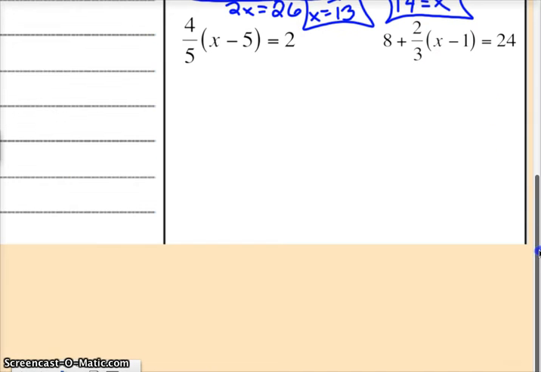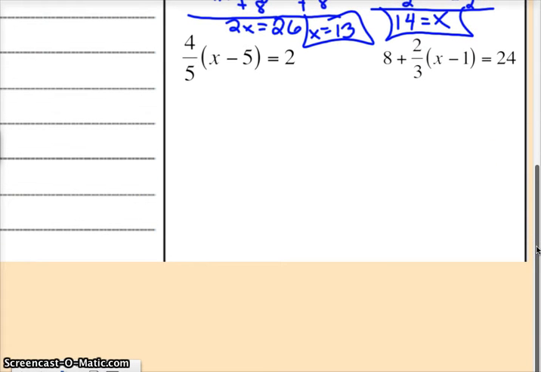All right, moving forward. 4/5 times x minus 5 equals 2. It looks ugly. What makes it look ugly is the fraction. So I need to try to get rid of it. I want to try to make it look semi-decent. So what do I need to multiply through by? 5. Do I multiply inside the parentheses by 5? No. It's a shield. It's protected. Nope. So that cancels out. What am I left with? 4. So it's 4 times x minus 5 equals 10.